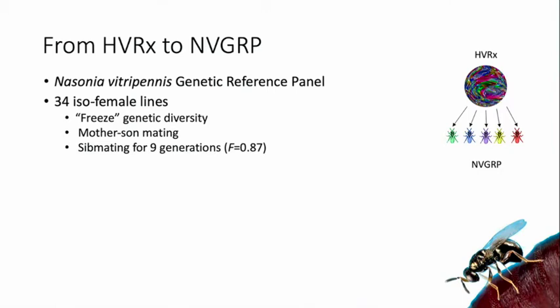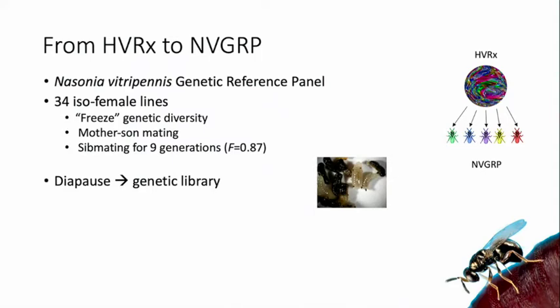Then what we did is we set up mother-son matings. So we isolated virgin females from this population, and then they produce only males. So you can mate a mother to her own son. And then that was continued by 9 generations of such mating. So we had very much inbred lines that you can then store into diapause. So you can raise them under the right conditions, and you can just put them in the fridge, and they will stay good for about 1.5 years, and then you can take them out. So that's really nice. That's one of the benefits.